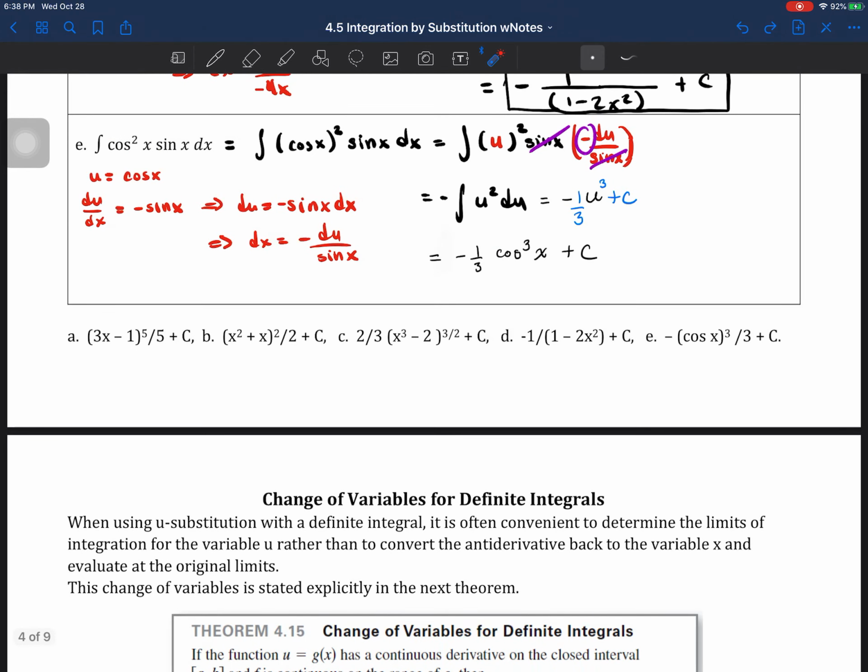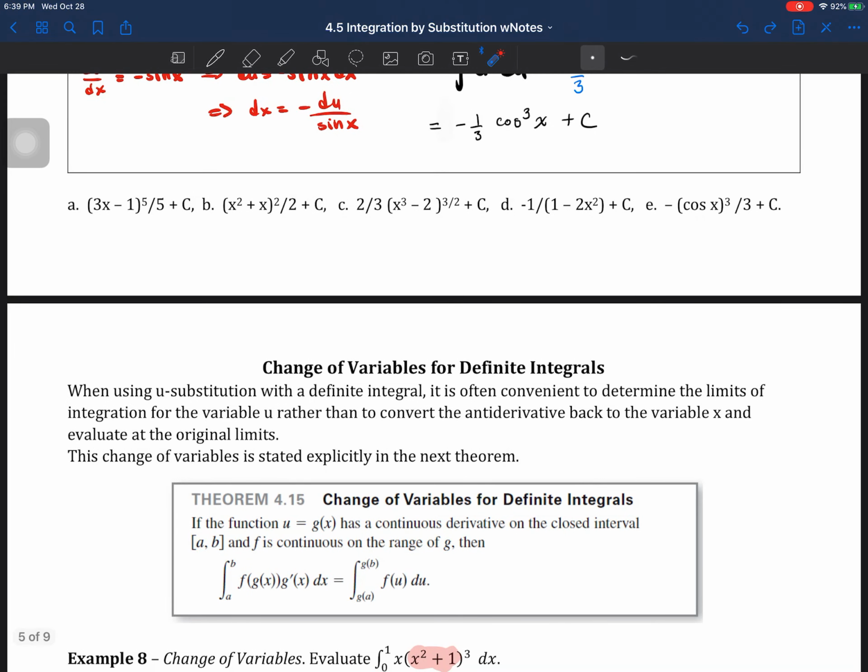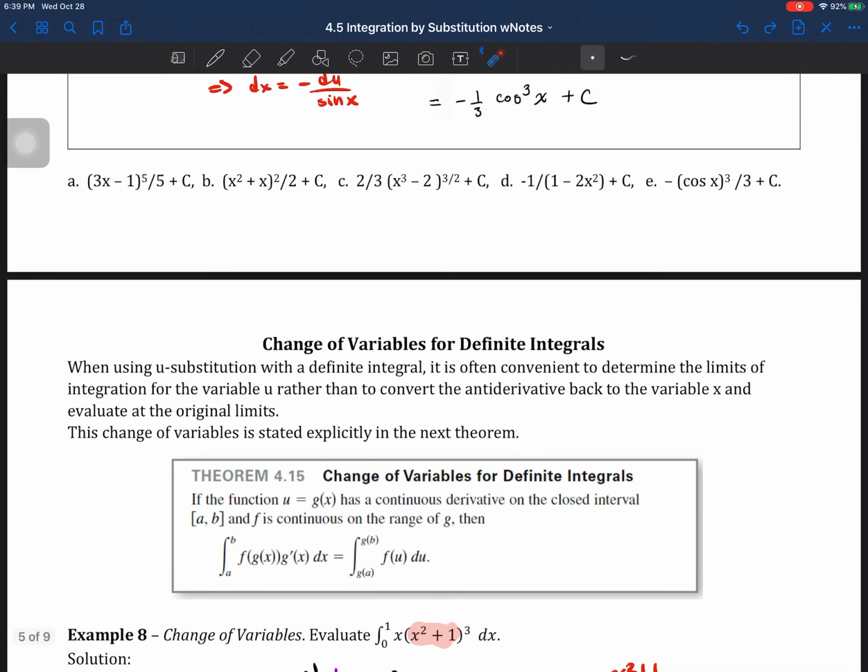Alright, so those are the basic techniques of integration by substitution or by pattern, right? We're going to extend this further. There's another special technique that we can use for u substitution, as we're going to see in the next line.